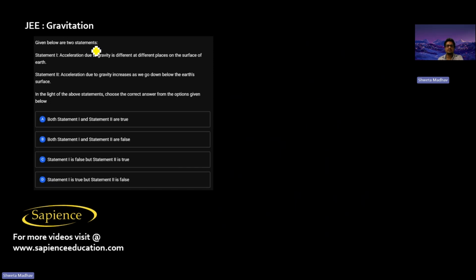Then here it is told, given below are two statements. Statement 1: acceleration due to gravity is different at different places on the surface of the earth. So it is true, since the value of g depends on the height and on the depth. It depends on the height from the earth surface and also on the depth below the earth surface. So the value of g is different at different places on the earth. Then statement 2: acceleration due to gravity increases as we go down below the earth surface, which is also true.